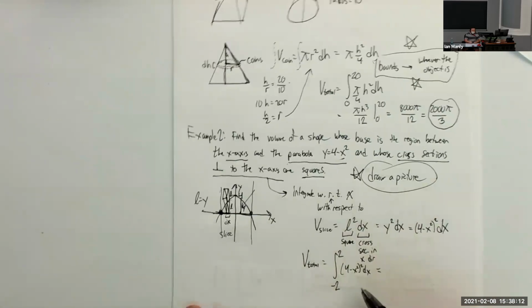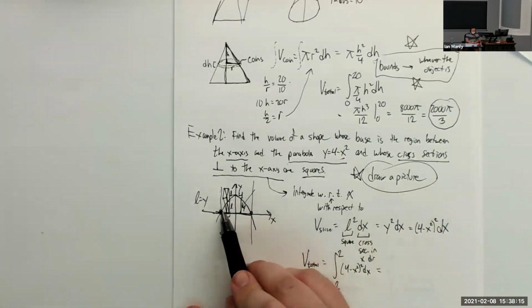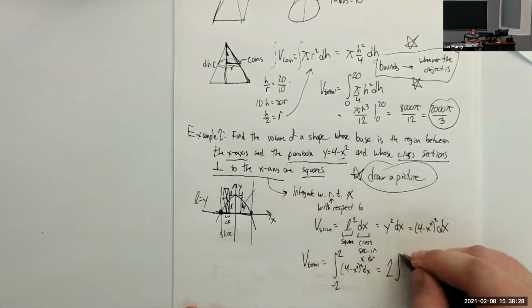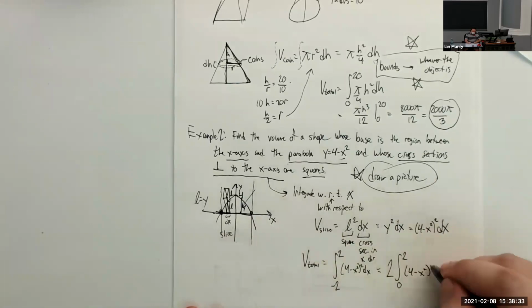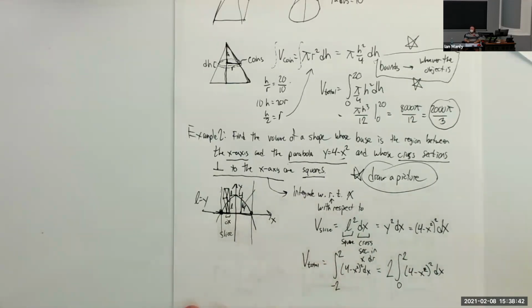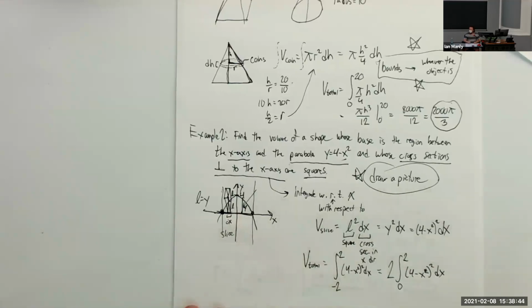Now, there's something we could do here. We notice that the left half looks exactly the same as the right half. And these squares aren't going to change size depending on which side we're on. So one thing we can do is use symmetry to make our bounds nicer. So this is actually going to be 2 times the integral from 0 to 2 of (4 minus x squared) squared. The reason is that this is exactly the same size as this. So if we just count this one twice, then we'll still have the whole thing right here.